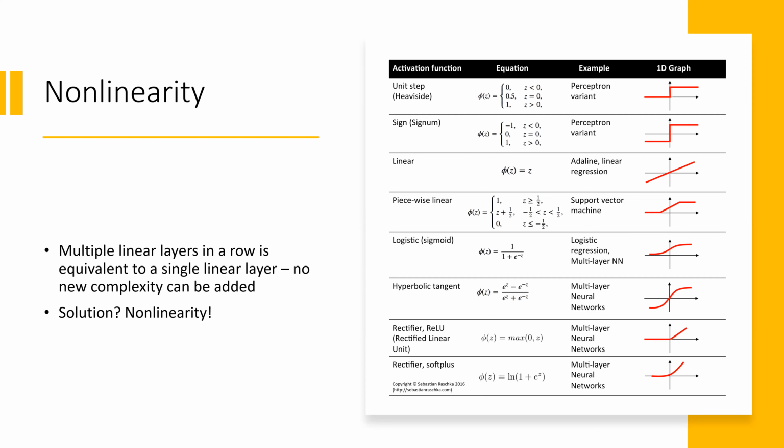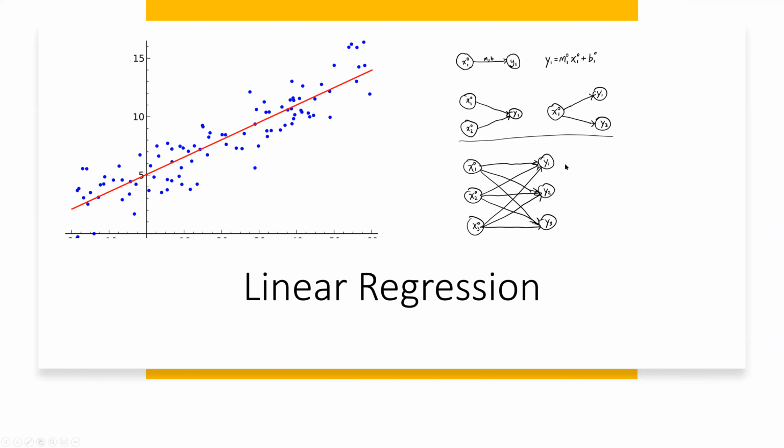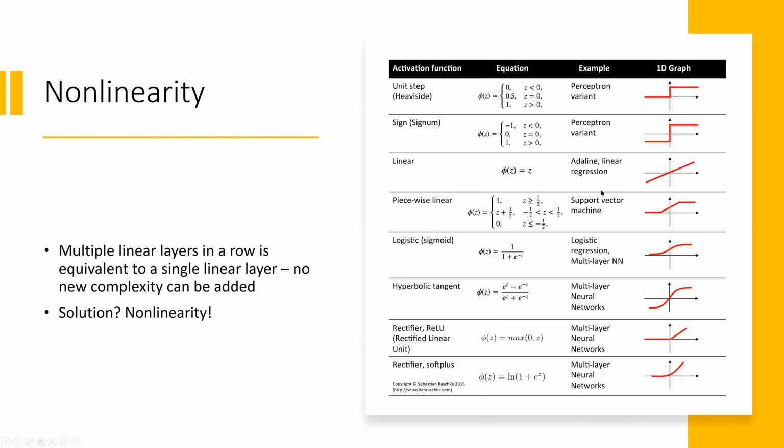The problem is that even in this case, we can imagine stacking multiple of these layers on top of one another, right? For example, x1, x2, x3 goes to y1, y2, y3, but we can have another layer over here and we can have it output z1, z2, and z3, where y1, y2, y3 is just an intermediate layer. Then essentially we have a black box where the inputs are x1, x2, and x3, and the outputs are z1, z2, and z3. There's a problem with this. Multiple linear layers in a row is mathematically equivalent to just having a single linear layer. You can't add more complexity by adding new layers.